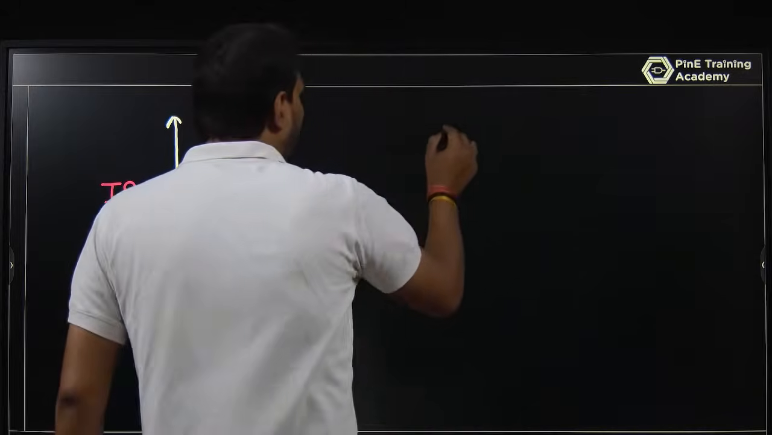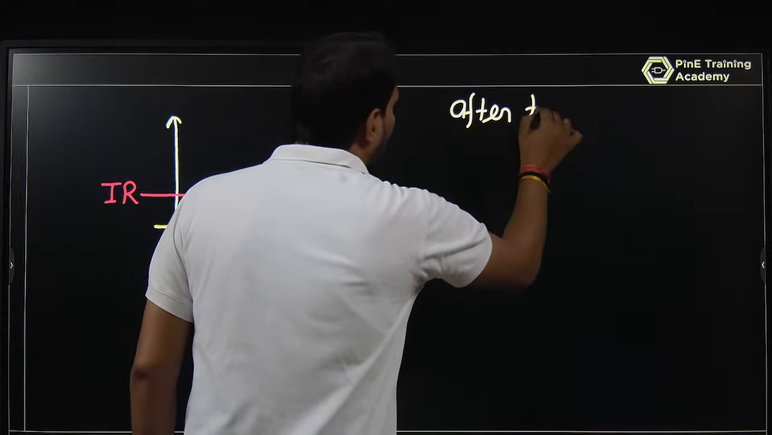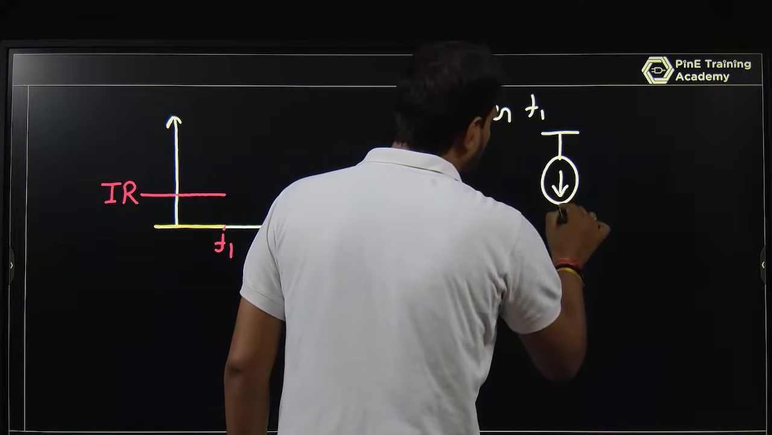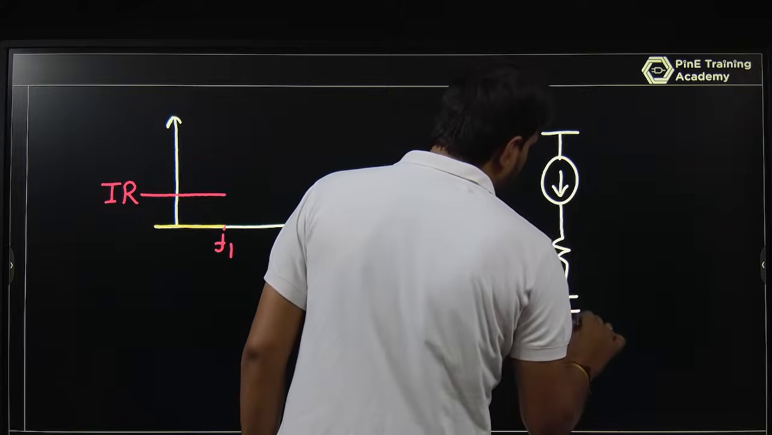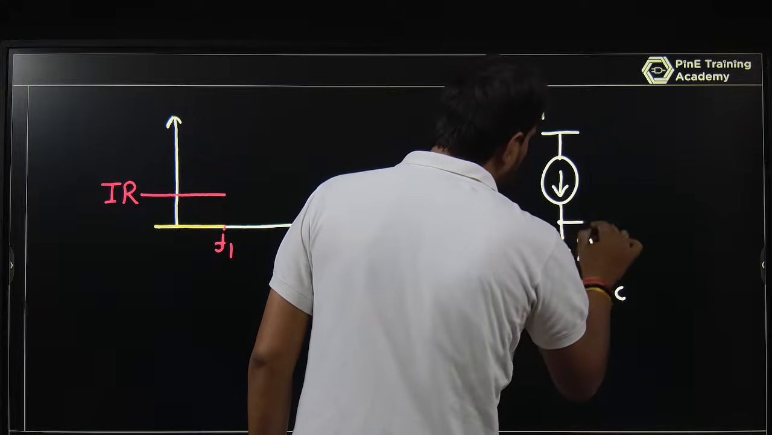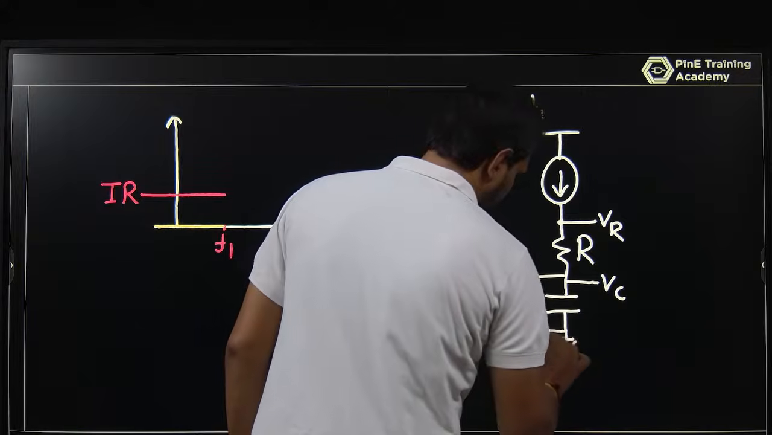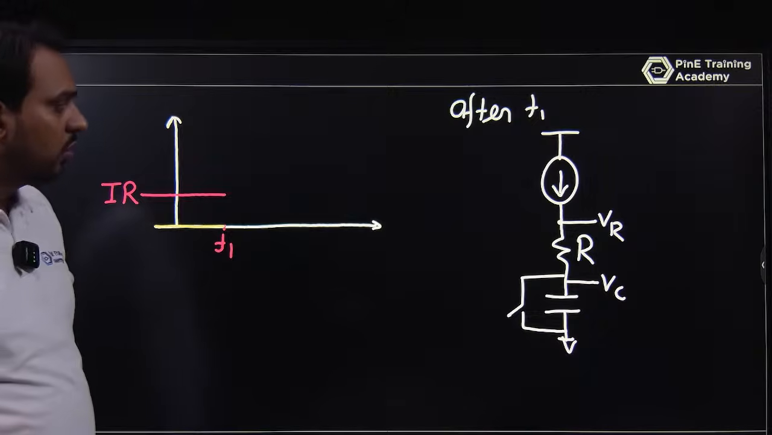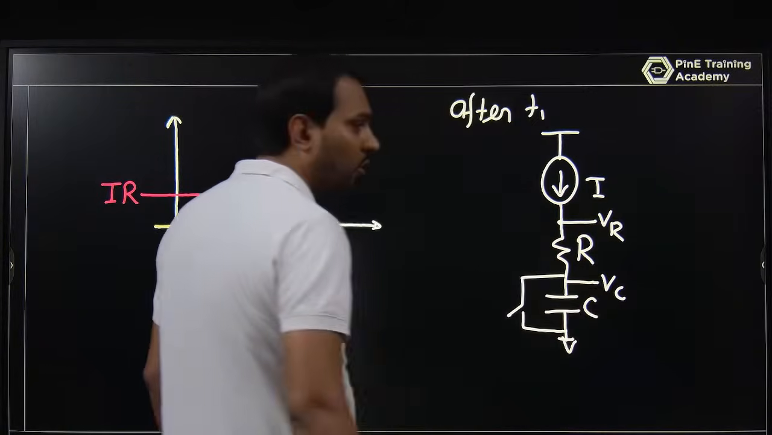Just after T1, what is happening? After T1, or you can say T1 plus, the capacitor is here. This is your VC and this is your VR, and now this switch is opened here. After T1 the switch will open, so this current I will pass through the resistance and the capacitor also.